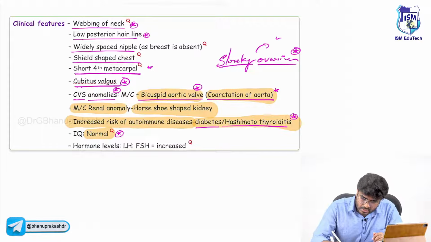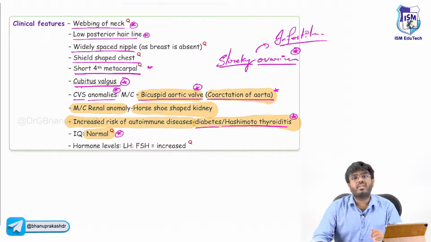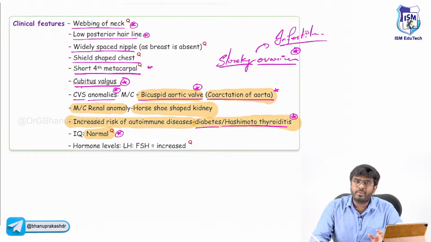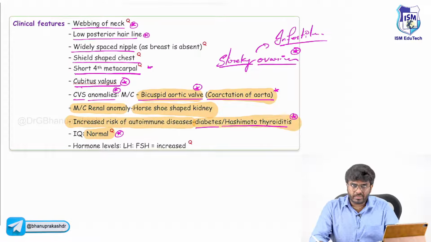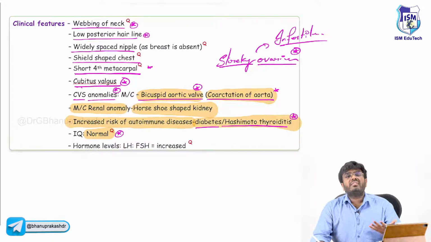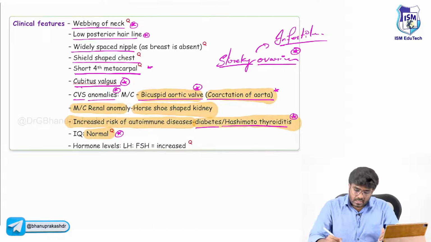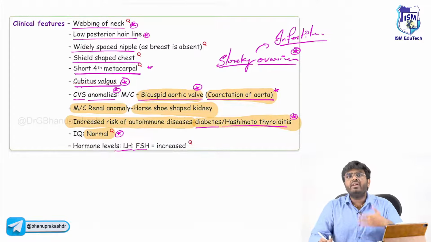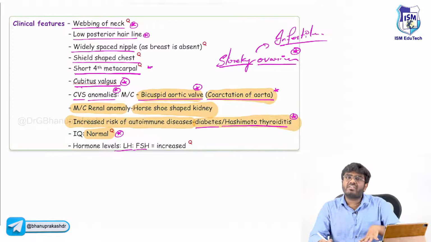These females are going to be infertile in the majority of the cases. Why? Because the ovaries are not properly developed. Ovaries are not properly there, so they are going to have less estrogen levels. So what happened to FSH and LH? They are elevated. FSH and LH are elevated, but the estrogen levels are less.